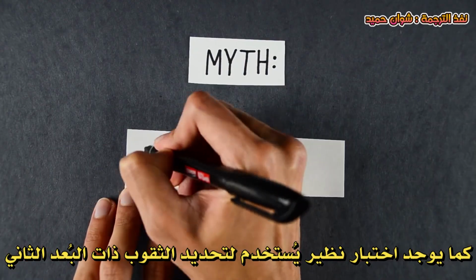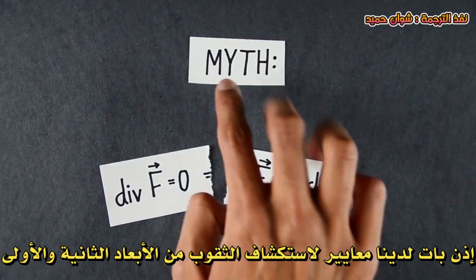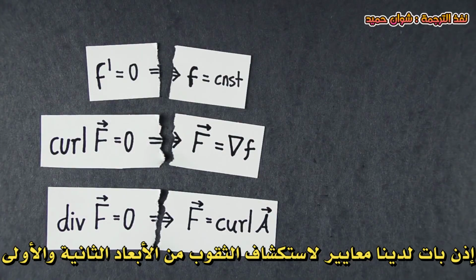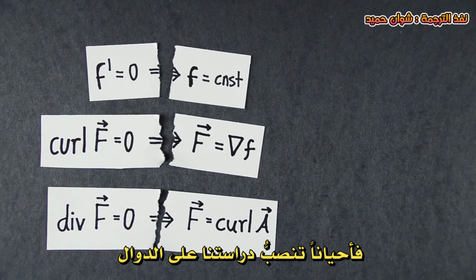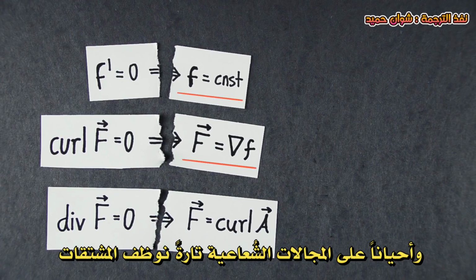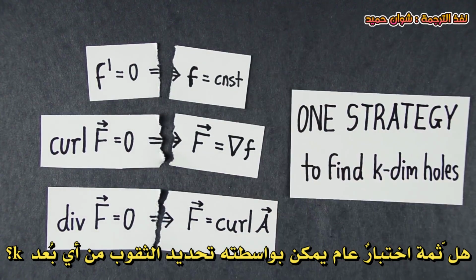There's also an analogous test for finding two-dimensional holes. So we have a test for finding two-dimensional holes, one-dimensional holes, and zero-dimensional holes. But these tests look so different. I mean, here we're dealing with functions, and here with vector fields. Here we're dealing with derivatives, here with gradients, here with curl. Is there one unified test to find k-dimensional holes?